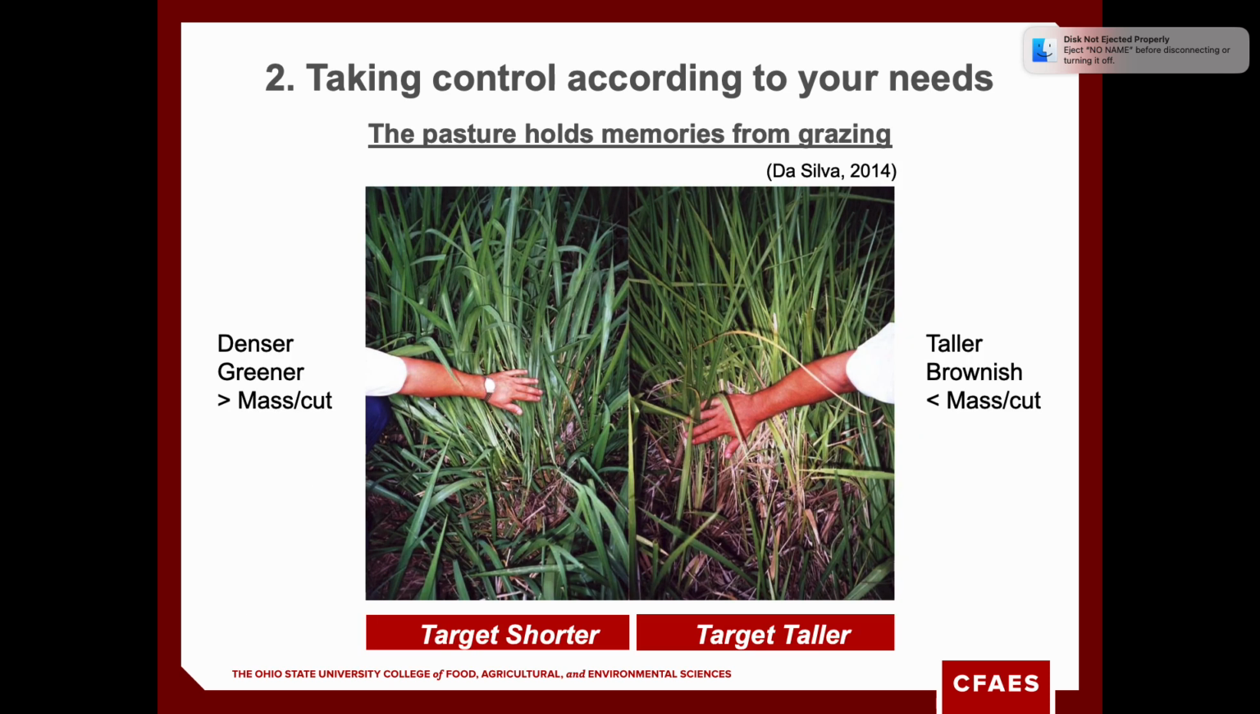Now let's visualize this. Take a look at what I'm talking about. This is a warm season grass in this example, and these are two types of memories: memory shorter and memory taller. Remember the graph right there, 20 inches and 35 inches. This is what I'm talking about. Can you guys notice differences between them? Can you see that? Is it visible?